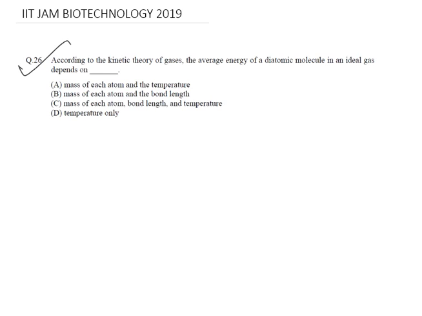This is the question from section A, the question number is 26, and this is a MCQ type question. Therefore, among these four given options, only one is correct. So let's see what is in this question.